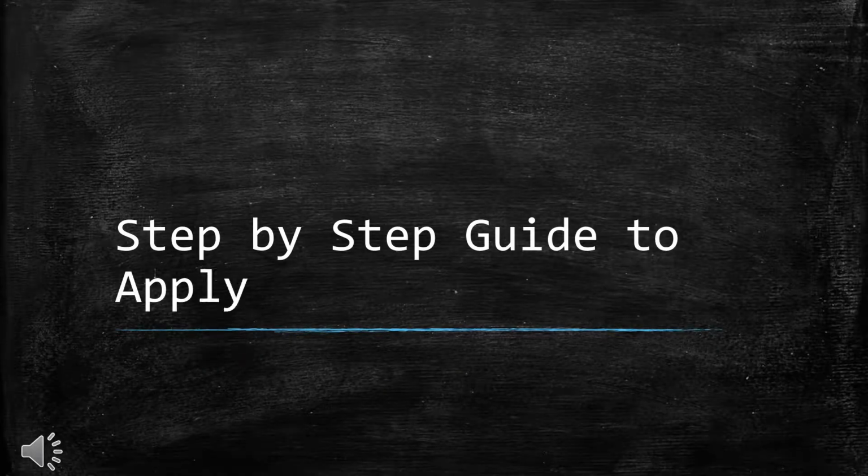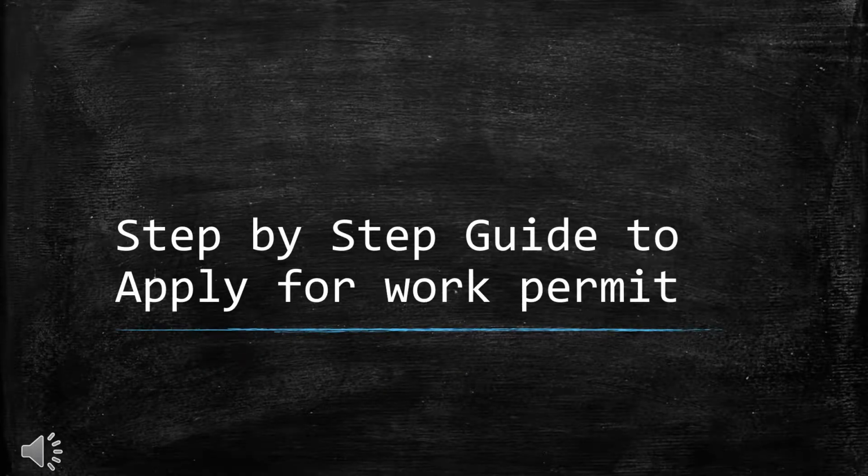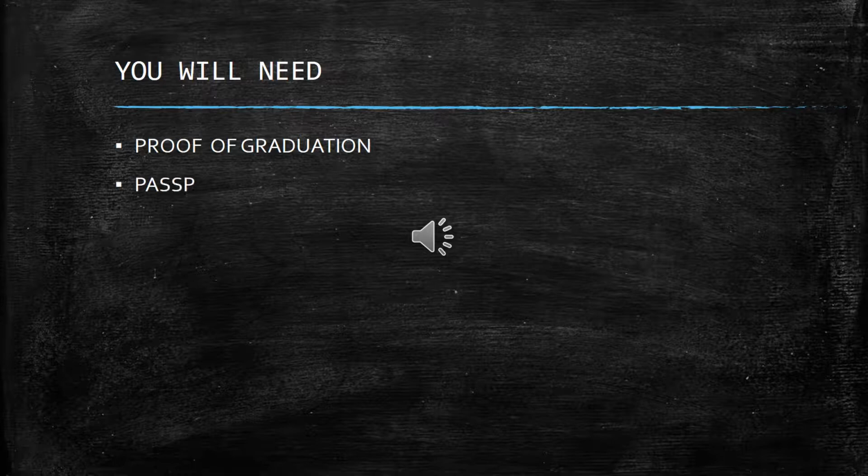Welcome to the video, a step-by-step guide to apply for a work permit. You will need proof of graduation, a letter of graduation, transcript, etc. Then you'll need your passport, your digital photo, and your updated resume to work fast.